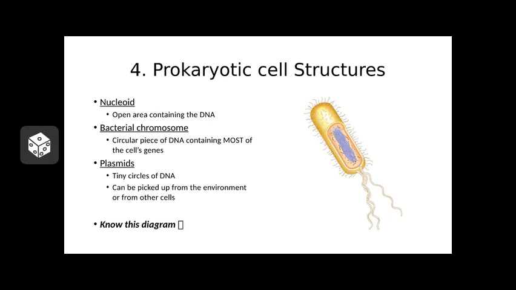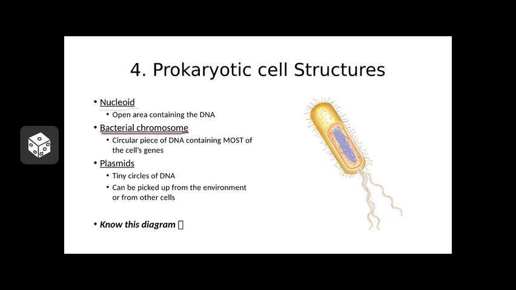Let's discuss some of these structures we find inside. First of all, you'll notice that they don't have a nucleus, so there's not a compartment around this purpley looking DNA, but they do kind of crunch it together in an area that we call the nucleoid. So that's just where the DNA can be found. Now, the DNA is stored a little differently in prokaryotic and eukaryotic cells. In eukaryotic cells, there are many long pieces of DNA called chromosomes.